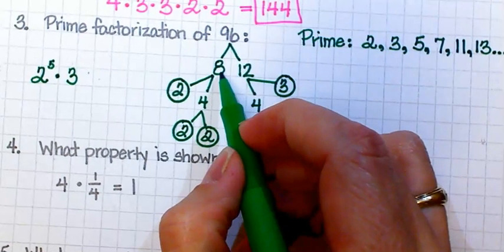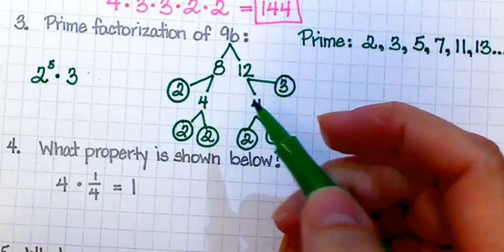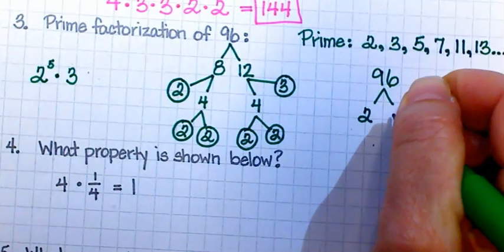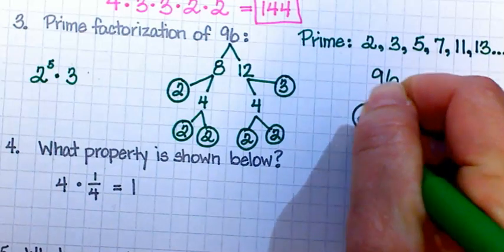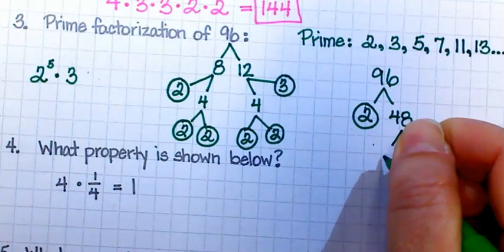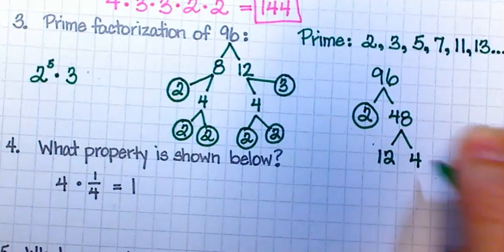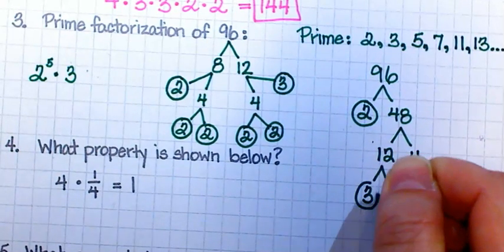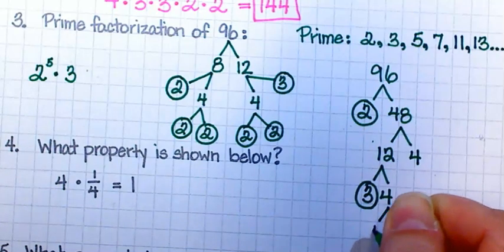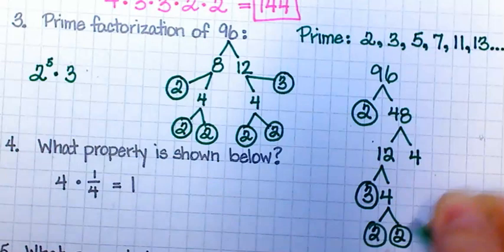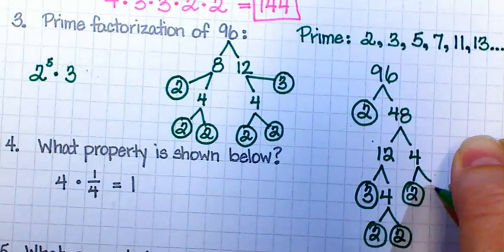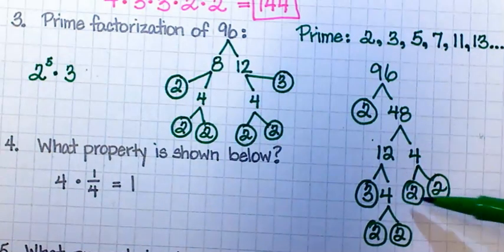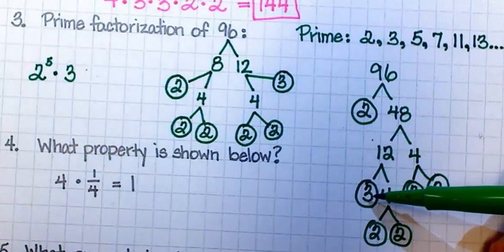Now, do you have to do it into 8 and 12 to get your final answer? No. With 96, we could have said, hey, 96 is 2 times 48. And then 48 is, I don't know, 12 times 4. And 12 is 3 times 4. Okay, 3 is prime. And then I break that 4 down into 2 and 2. And I break this 4 down into 2 and 2. But the point is, it doesn't matter how I break it down as long as I do it properly. 1, 2, 3, 4, 5. I still wind up with 5 2's and a 3. Okay?